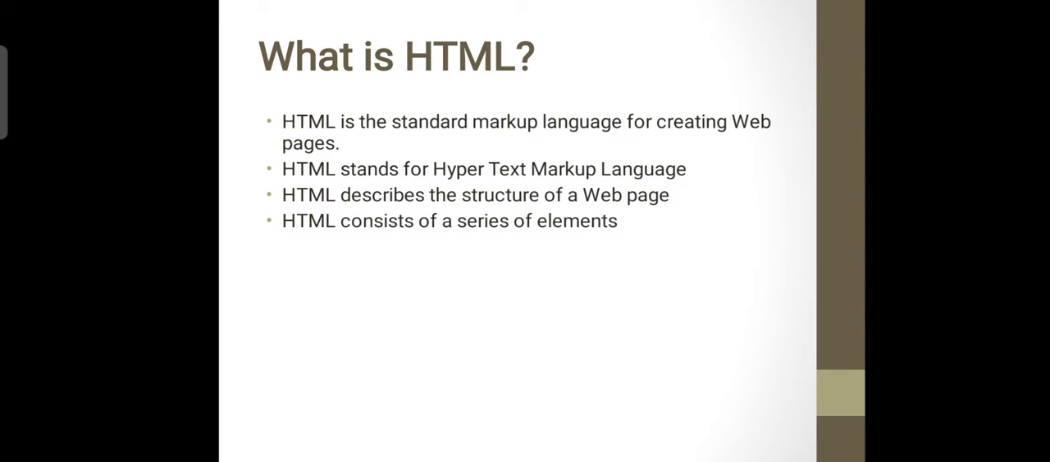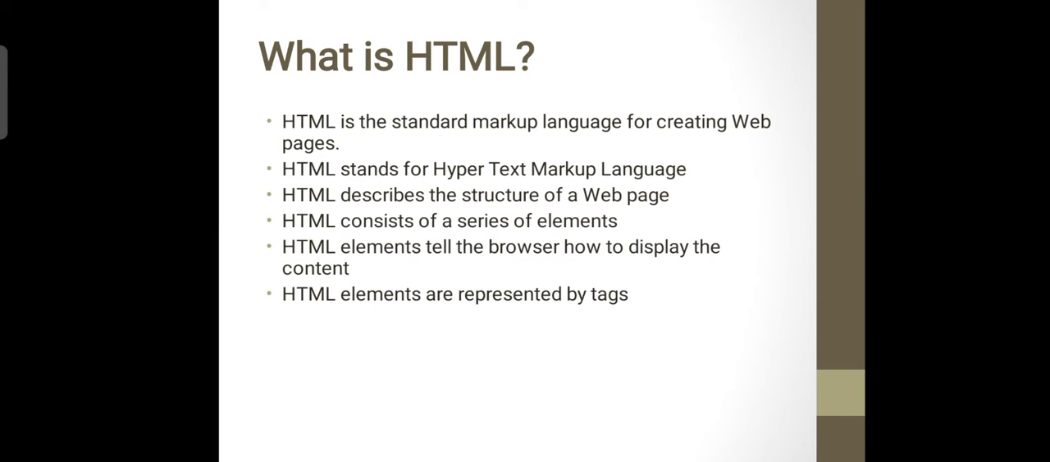So next, HTML consists of a series of elements. It means input elements and some text formatting elements. You can create web pages with elements like input elements. The HTML elements tell the browser how to display the content. It means we can display the contents of web pages, for example a student registration form or airline ticket booking, whichever contents you want to display on a web page.